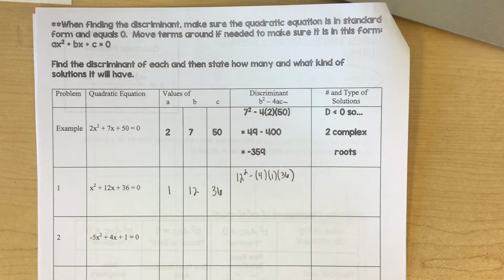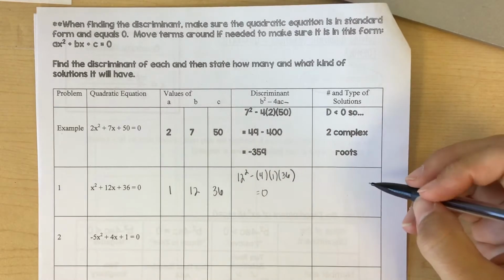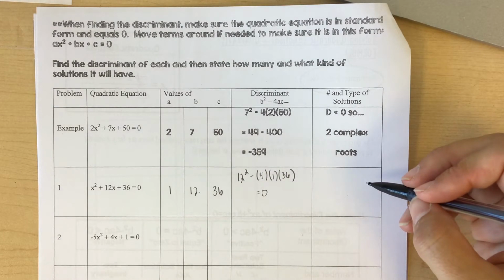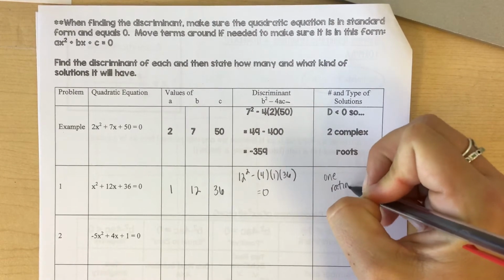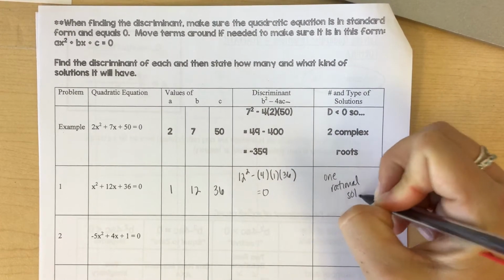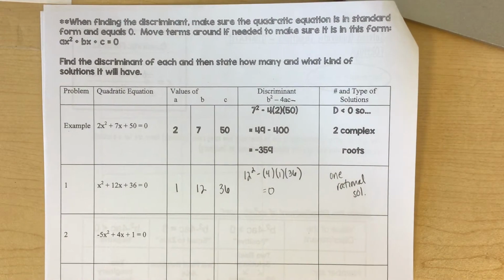If we put this on our calculator, we end up with 0 as our discriminant. From the chart on the front, if we have 0, that means we have one rational solution. That's your double root. Like I said, when the discriminant equals 0, that's my favorite. All right, let's look at number 2.